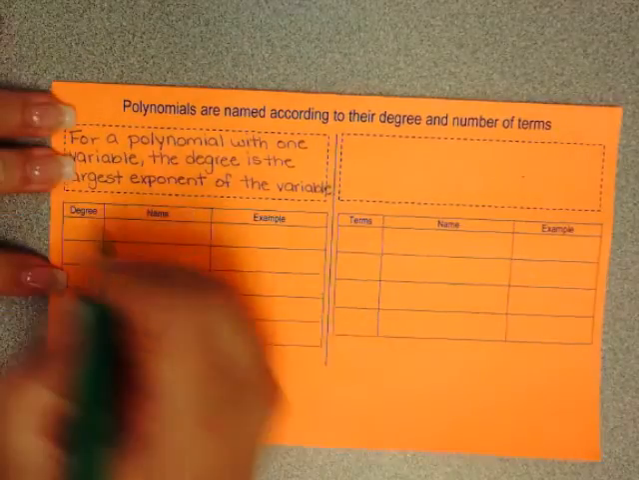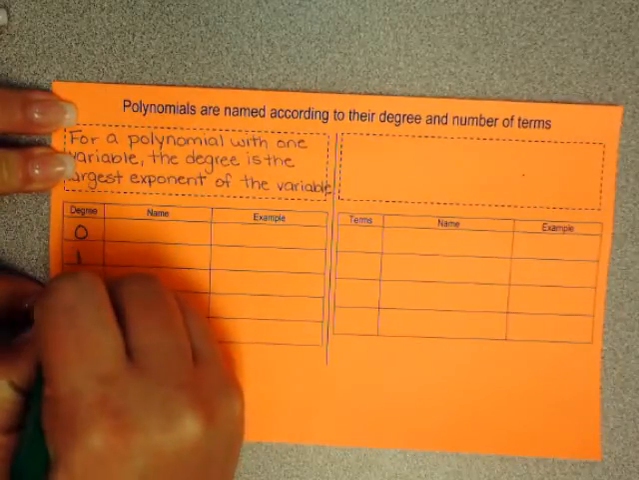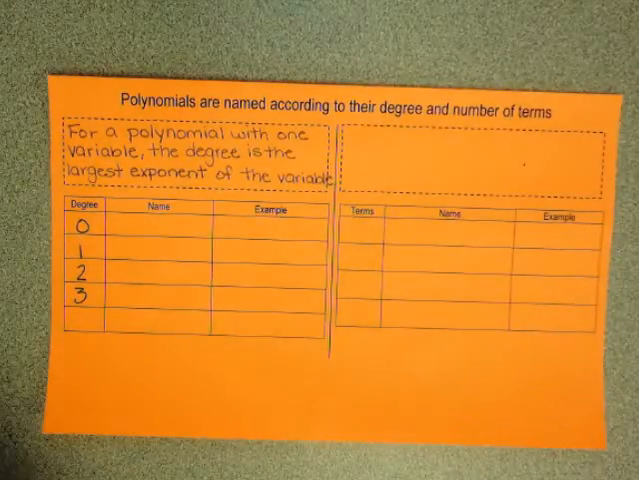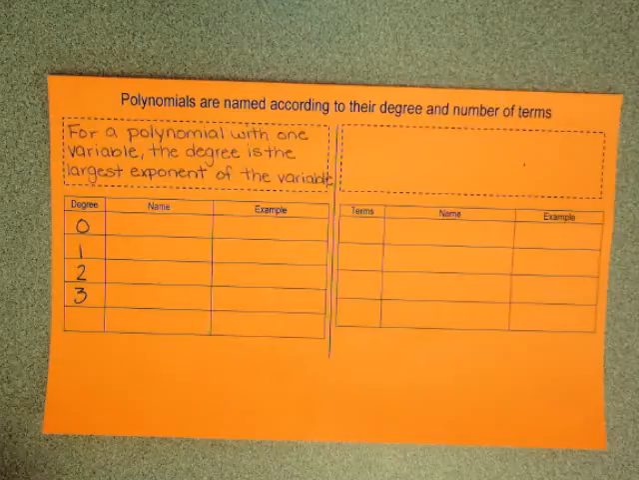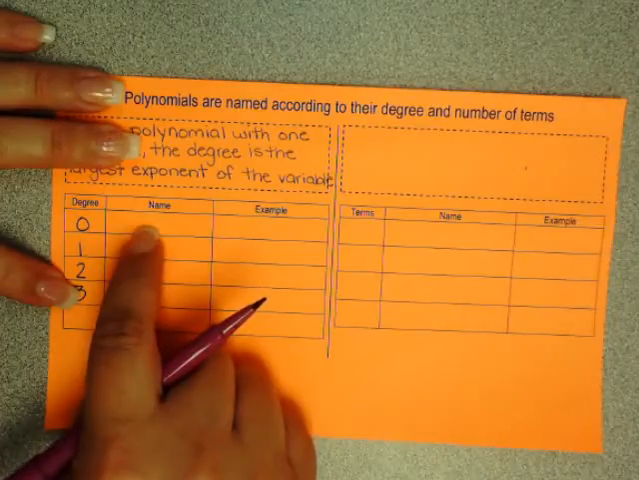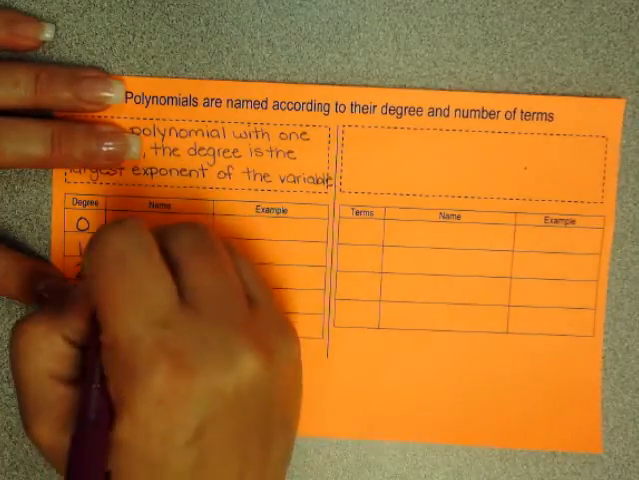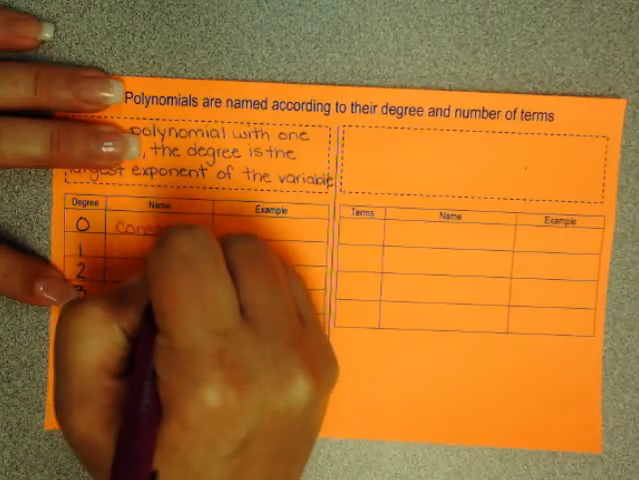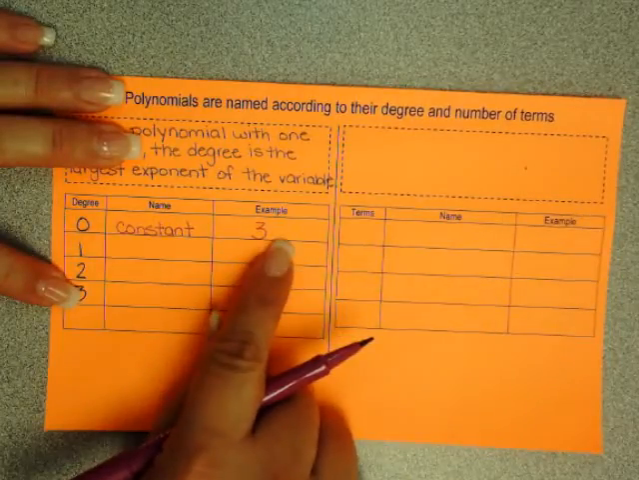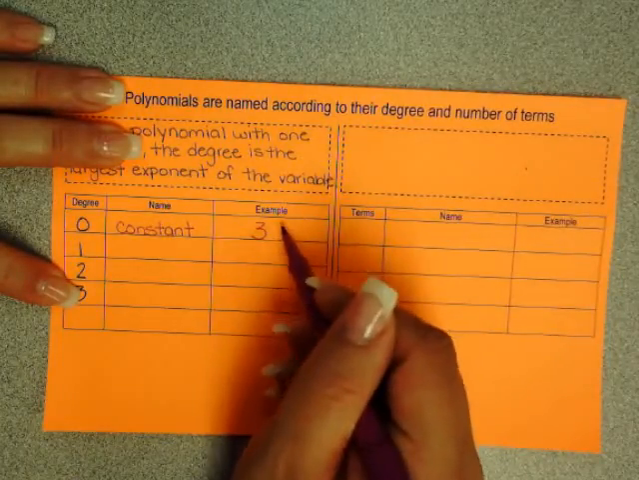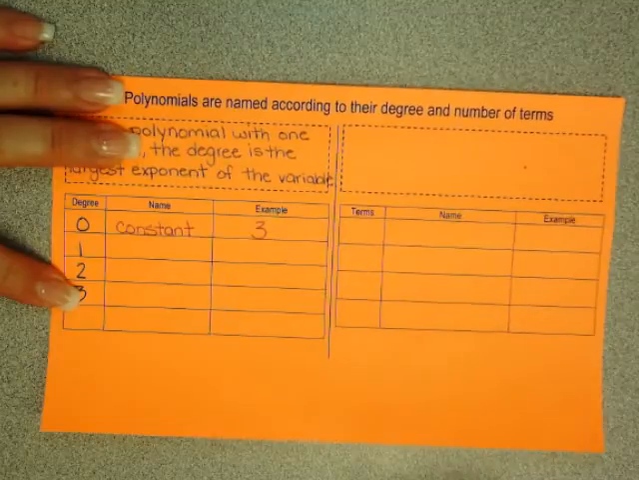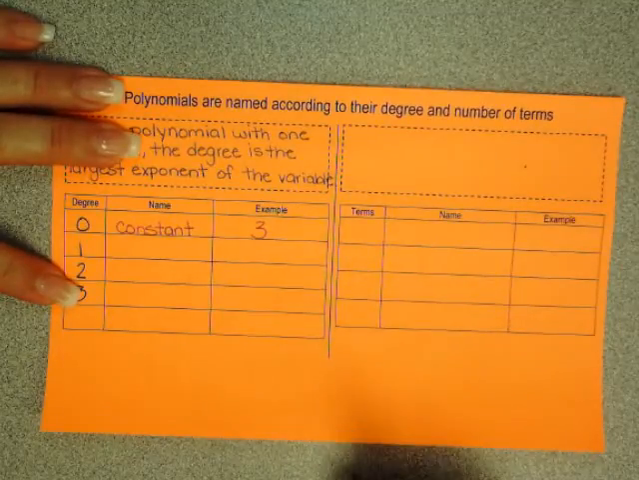So we're going to be working with when it has a degree of 0, a degree of 1, a degree of 2, or a degree of 3. Okay, so those are our degrees. So when we have a degree of 0, that means that there is no variable, right? The variable is not there. That is when we are called a constant. So you have something like 3. 3 would be a constant. There's no variable. If I wrote an x and raised it to the 0 power, we know that anything raised to the 0 power is 1. So 3 times 1 is just 3.